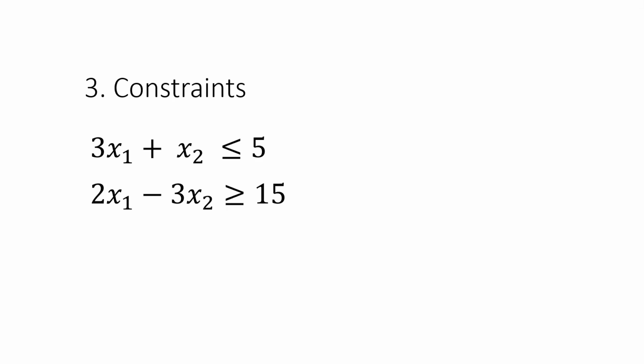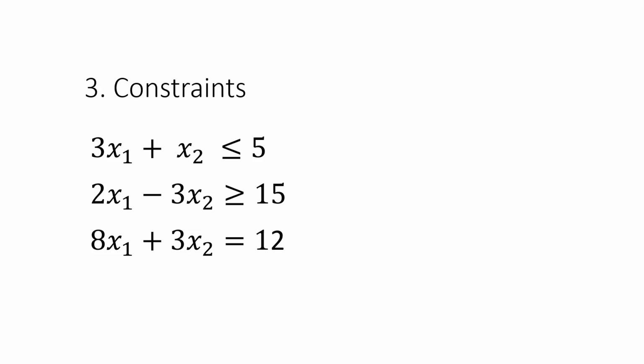The third ingredient for a linear program are constraints. Constraints are inequalities or equalities that restrict the values that your variables can take. For example, they can represent that you cannot decide to invest more money than you actually have. A constraint can be, for example, that 3 times x1 plus x2 is less or equal than 5, or that 2 times x1 minus 3 times x2 is greater or equal than 15, or that 8 times x1 plus 3 times x2 equals 12.